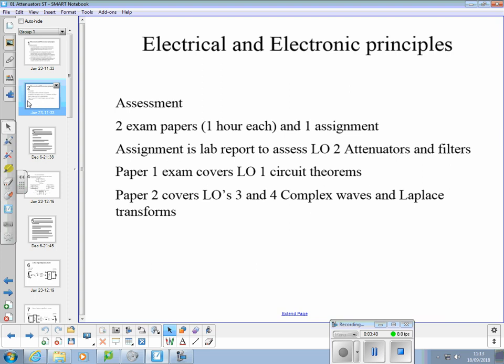Okay, the whole sheet with all the exams is imminent.